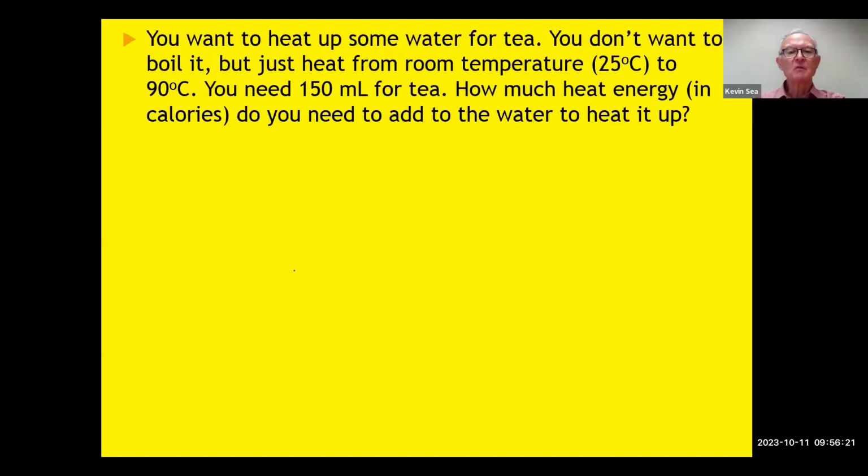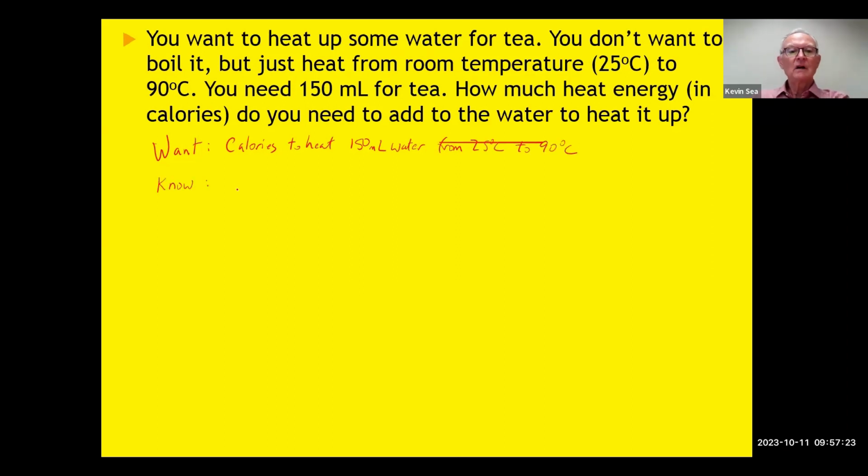You want to heat up some water for tea. You don't want to boil the water. You just want to heat it from room temperature, take 25 degrees Celsius as our room temperature, to 90 degrees Celsius. And you need 150 mils to make your cup of tea. How much heat energy in calories do you need to add to the water? All right. So word problem again. What do we want? We want the calories to heat 150 mils of water from 25 degrees C to 90.